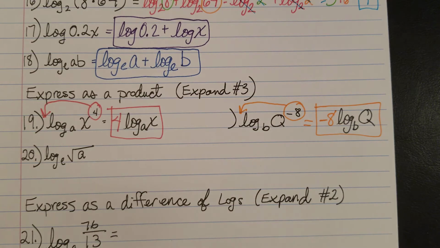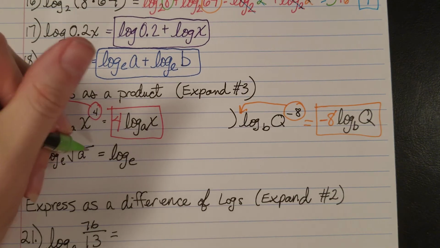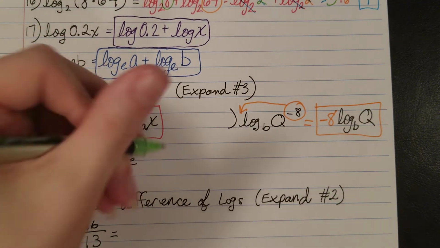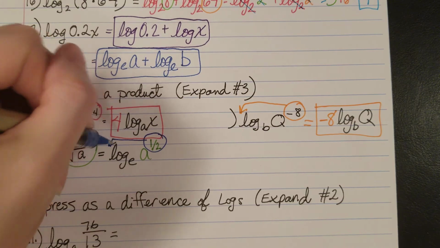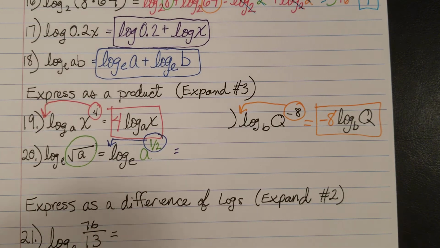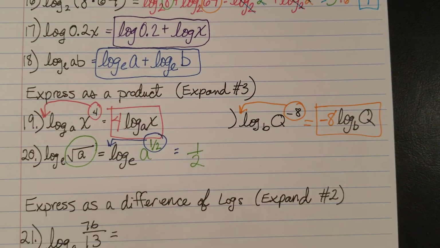And then number 20, we have log base E of the square root of A. First of all, we need to write that using an exponent. There's not any exponent shown right now. So the square root of A, to write that using an exponent, would be the same thing as A to the power of 1/2. And then we can move the power of 1/2 to the front and turn it into a coefficient. So that would be 1/2 times log base E of A.